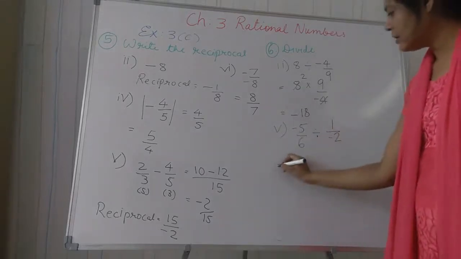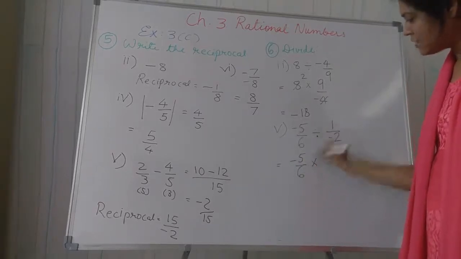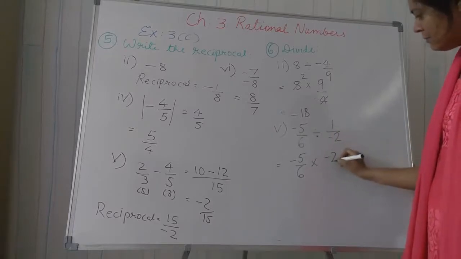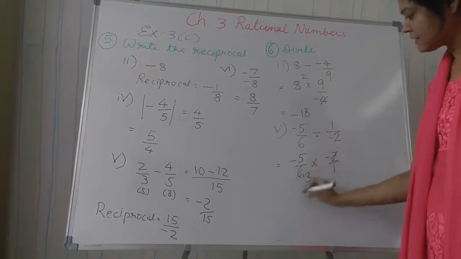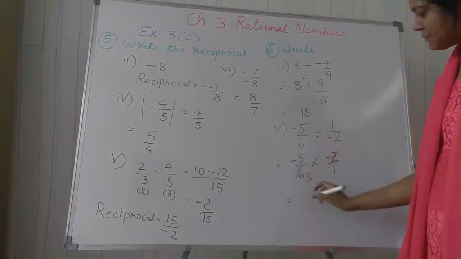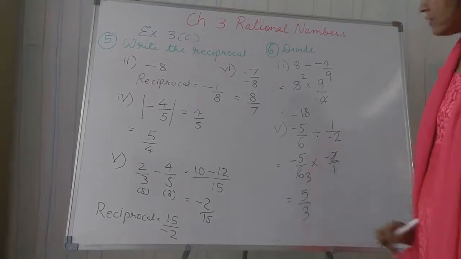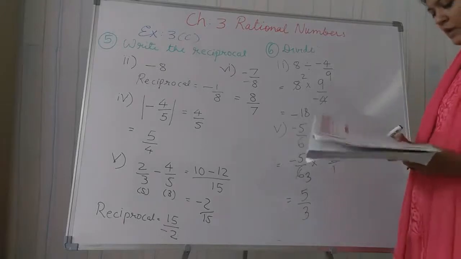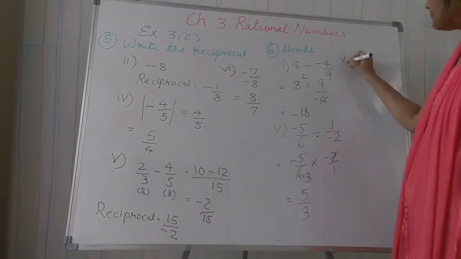In number 5, minus 5 by 6 divided by 1 upon minus 2. So here minus 5 by 6 as it is, the division sign changes to multiply, and 1 upon minus 2 becomes minus 2 by 1, right? So 2 3s are 6 and minus minus is positive, so 5 by 3. This is what we get as our answer for number 5.